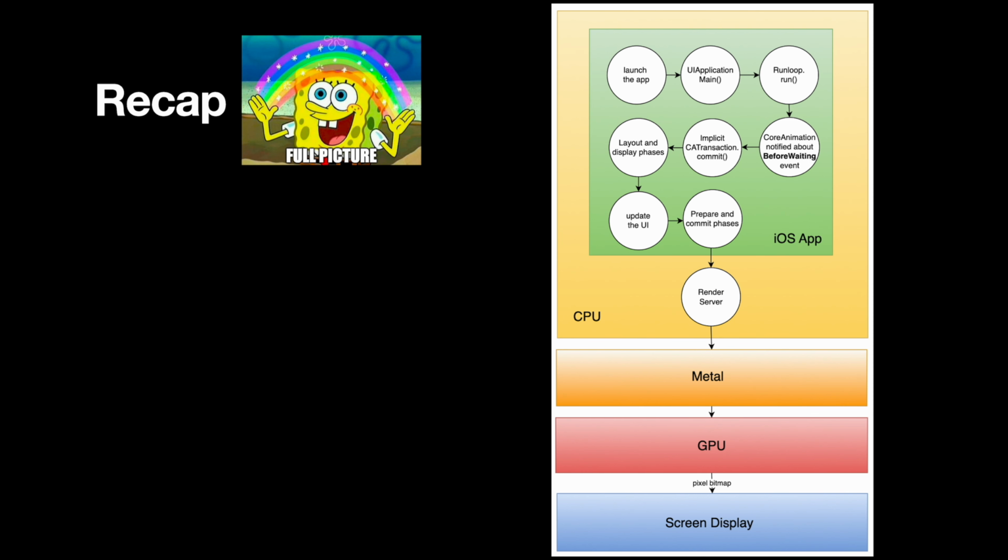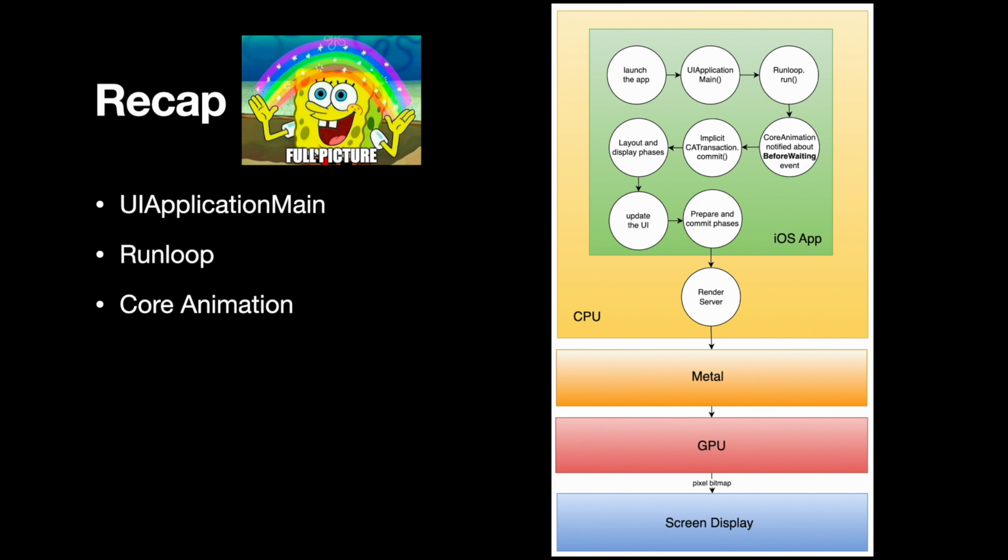Let's recap everything. UIApplicationMain function manages the app setup and runs the main event loop. Main event loop or run loop is infinite cycle managing app events. It handles events like GCD main queue blocks, timers, sources, and observers. UIKit internally delegates UI-related work to core animation. UIViews are backed by CA layers, handling rendering, layout, and animations.